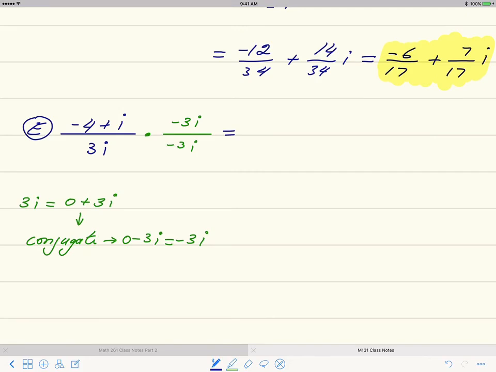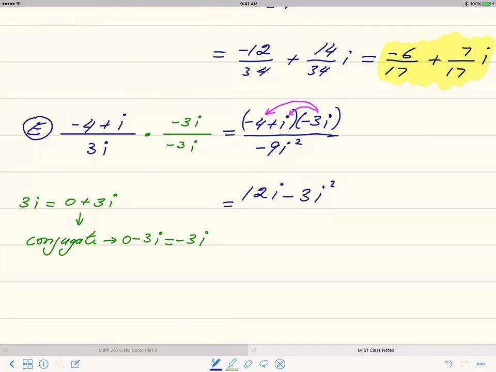So we get, in the denominator, negative 3 times 3 is negative 9 times i squared. In the numerator, we have negative 4 plus i times negative 3i. Of course, here we're going to use the distributive property. So negative 3i times negative 4, and then negative 3i times i. So we get, let's see here, 12i minus 3i squared. And this whole thing is over negative 9i squared. Now replace i squared with negative 1, then we get 9. Again, replace i squared with negative 1, we get 12i plus 3 all over 9.